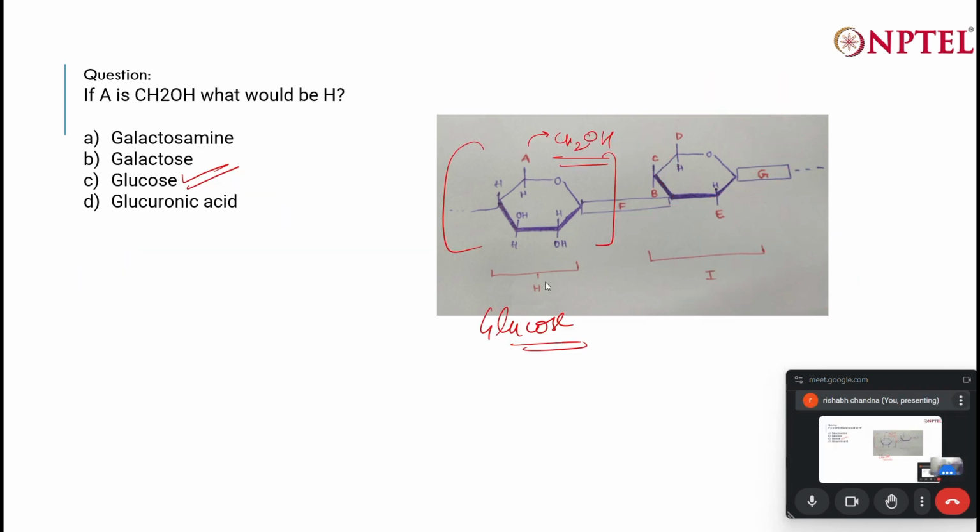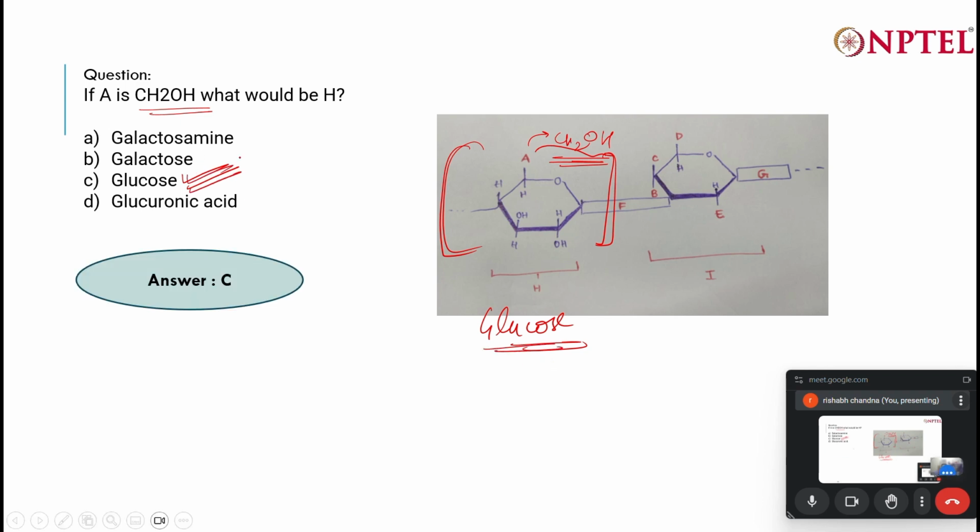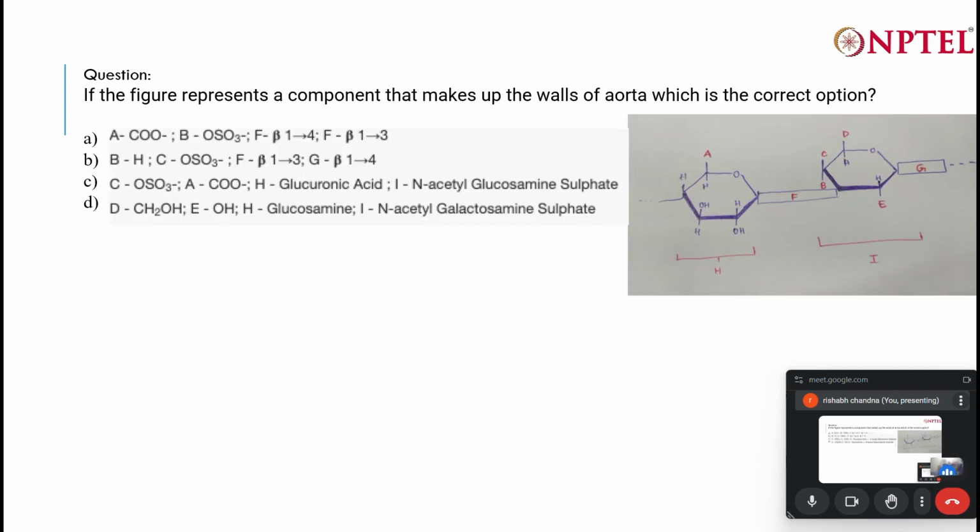Okay, so if A turns out to be CH2OH, then in that case this whole structure, that is H, becomes glucose. So the correct answer is option number C, that is glucose. Because here in this position this will be the fifth carbon that is attached to the sixth carbon, that is CH2. So this turns out to be glucose. Okay, so let's move on to the next question.